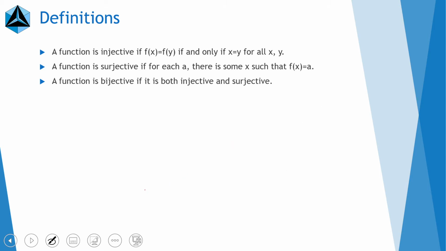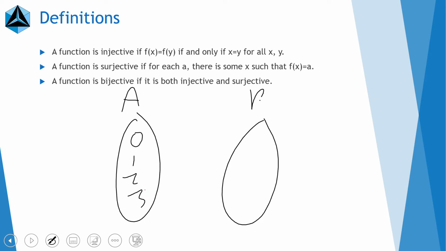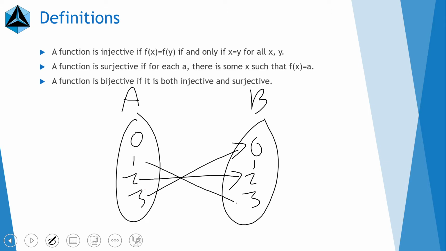A function is surjective if for each a there is some x such that f of x is equal to a. So basically this means that the function reaches the entire range. If you plug in every value of x, you're going to eventually get every single number in that range. It's all reachable. So if you have that example earlier where we had 0, 1, 2, 3, a surjective function, for example, would be where 3 goes to 0, 2 goes to 2, 1 goes to 3, and 0 goes to 1.